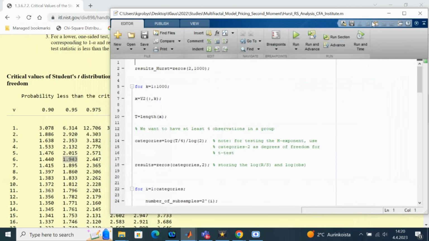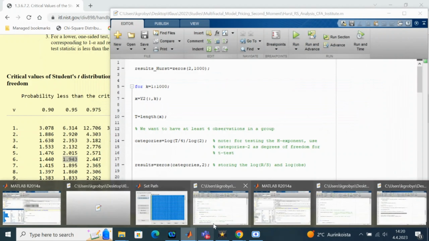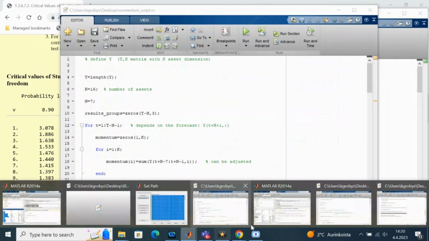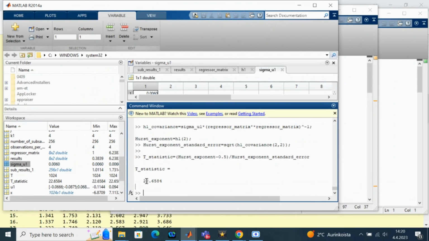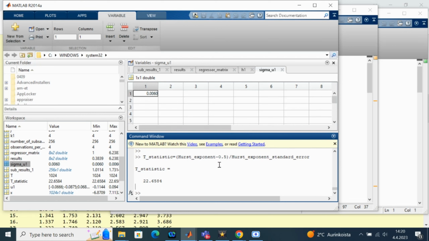But in any case, we have seen here that our t-statistic of 22 exceeds the corresponding critical value of 1.94 by a substantial margin. What does it mean? It means that we have a process that exhibits statistically significant persistency.